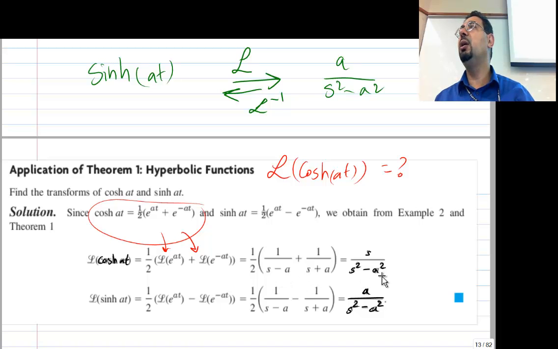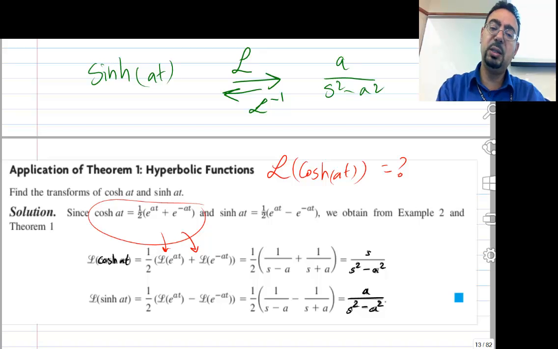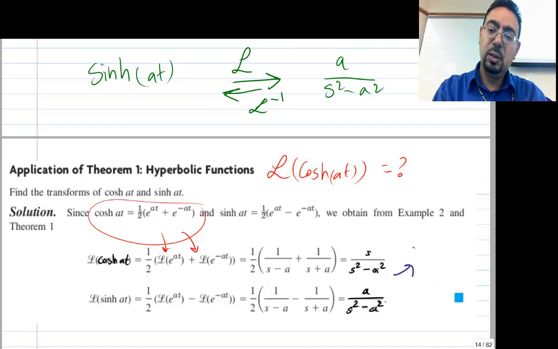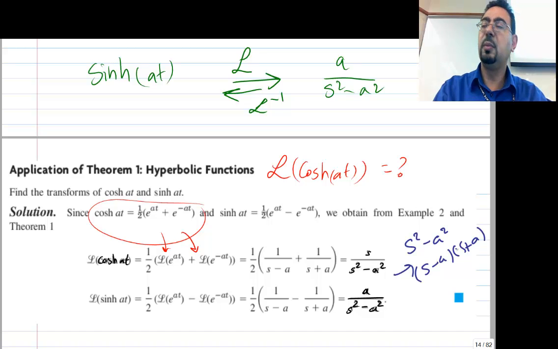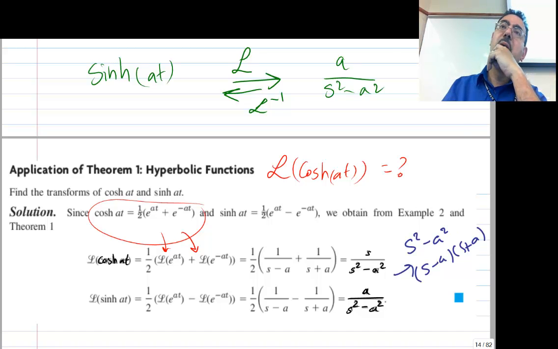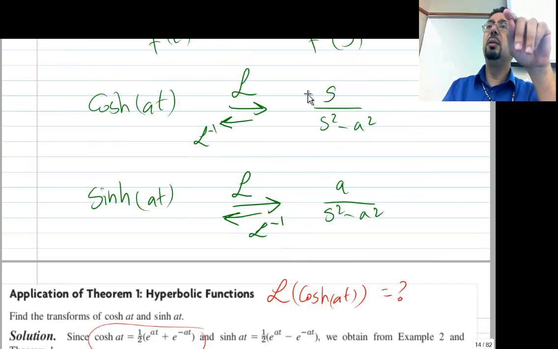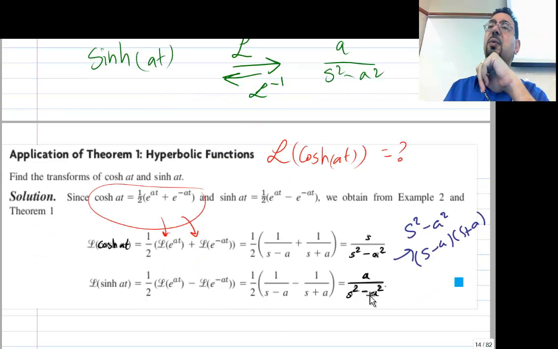S squared minus a squared, right? Remember, this is also a very useful relation for us: s squared minus a squared is s minus a times s plus a. Of course. Okay? And so he just proved that for the cosine it's s over s squared minus a squared, and you can see here that for the sine it's a over s squared minus a squared. Got it?